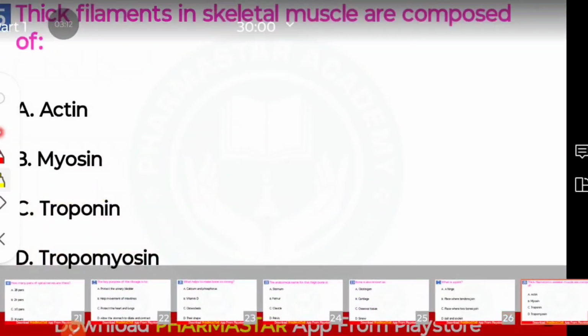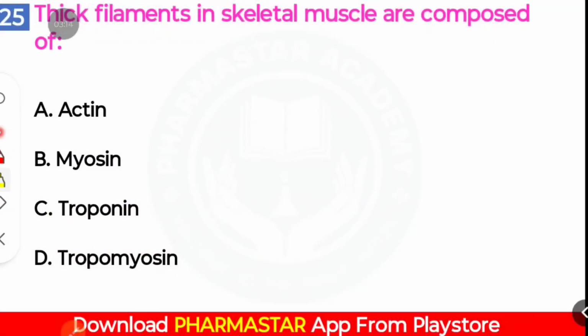Next question. Thick filaments in skeletal muscle are composed of: option A. Actin, B. Myosin, C. Troponin, D. Tropomyosin. Actin is the primary component of a thin filament, not thick filaments. B. Myosin. In skeletal muscle, thick filaments are primarily composed of the protein myosin.